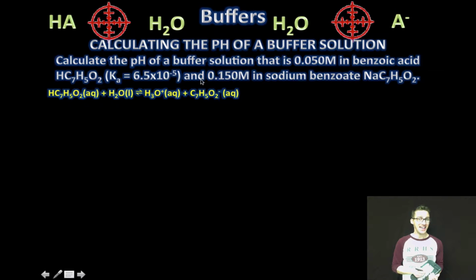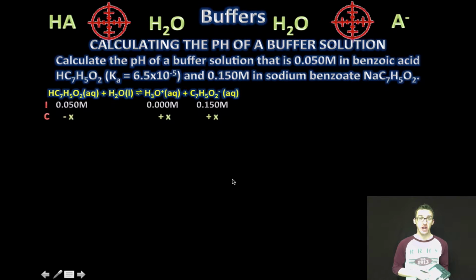We have to add this conjugate base from some other source because it's not going to come from the weak acid. Notice the sodium isn't included. The sodium's a spectator ion. We don't really care about it. Initially we have 0.05 molar concentration of our weak acid, effectively no hydronium ion because this is a weak acid, and 0.150 molar conjugate base. We're not worried about the water because it's a pure liquid. Again, with a buffer solution, you're going to have both weak acid and conjugate base.